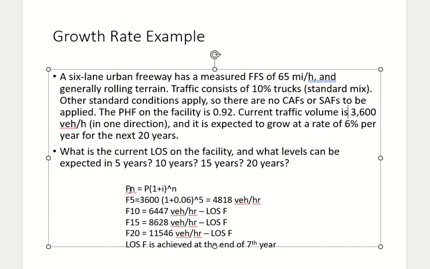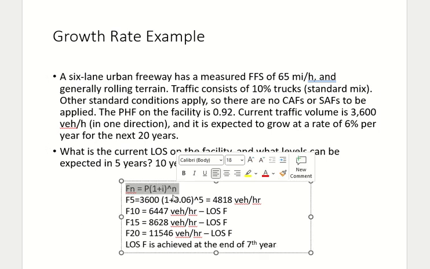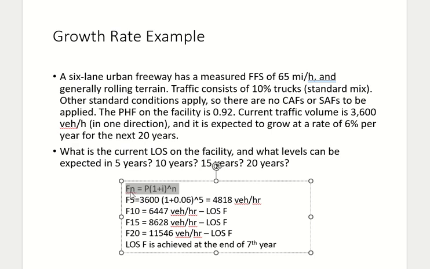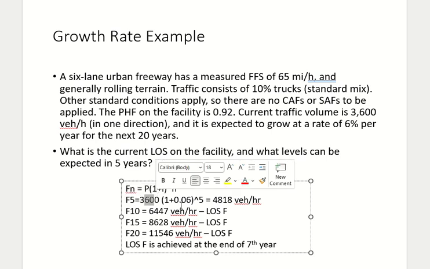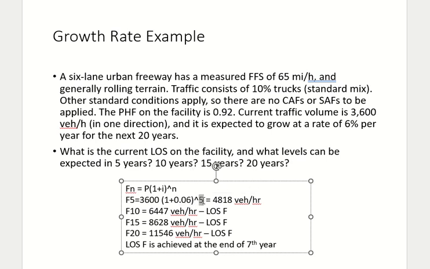First of all, whenever you have a growth rate problem, you will use this equation to calculate the future volumes. Fn is your future volume after n number of years, P is your current volume, i is your growth rate, and n is the number of years. If you want to calculate after 5 years, you put your current volume here, the growth rate here, and the number of years here. So after 5 years, I will have this much volume.